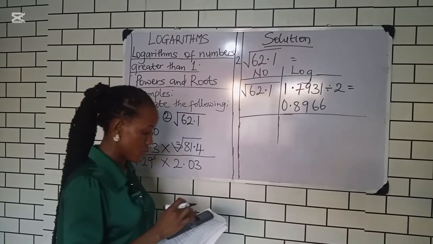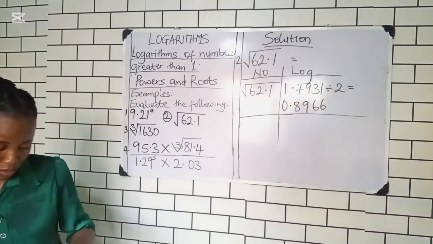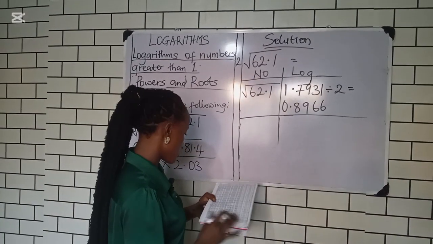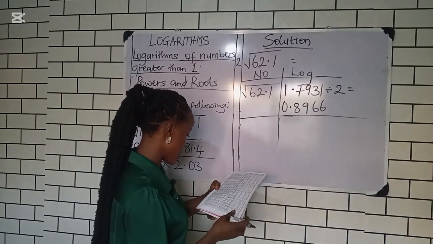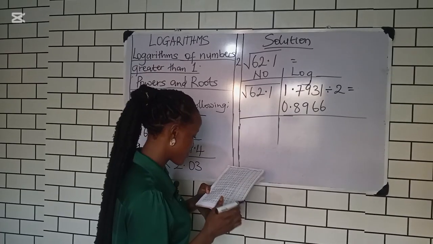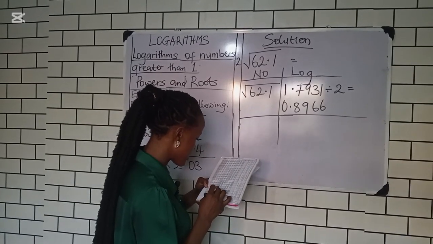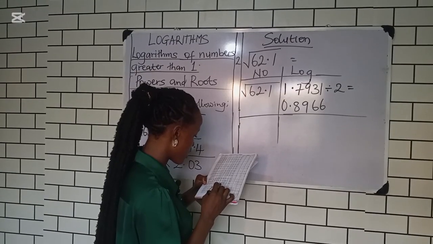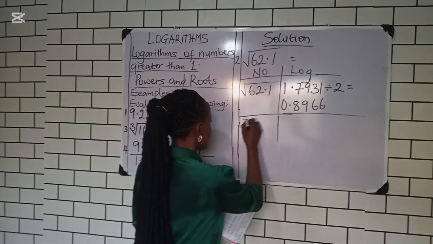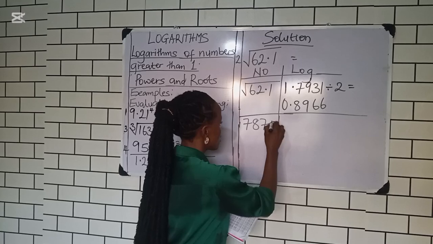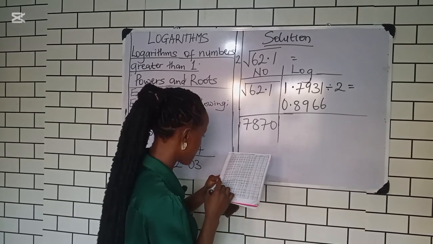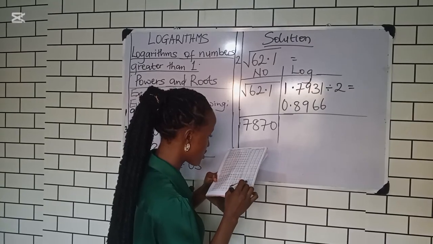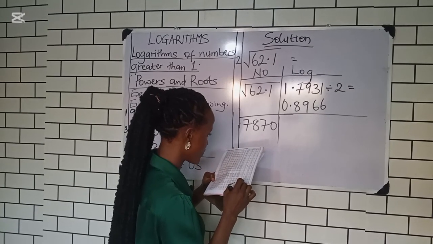Now we're going to look for the logarithm in our anti-log table. We are going to find the anti-log part. Here we're going to look for 0.89 under 6, difference of 6. 0.89 under 6 will give us 7870. Difference of 6 here is 11.